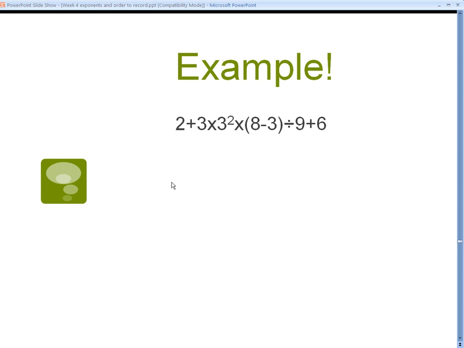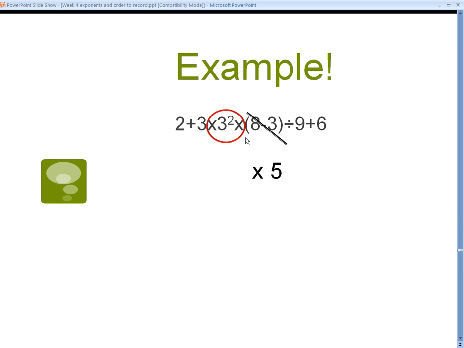Let me quickly run through one more example and then we'll let you go. So here's this one. Again, we're going to start with our parentheses for please. That's 8 minus 3. That becomes a 5. And I'm going to write down the sign that's next to that. It's connected there. Then I move on to my exponents.